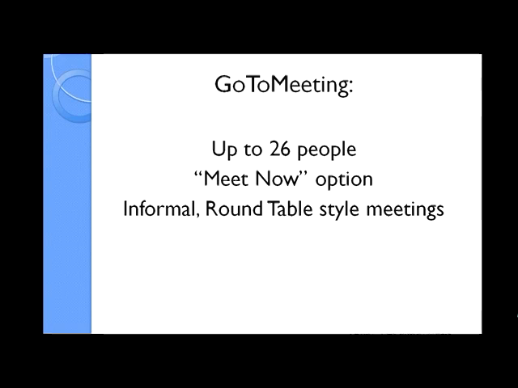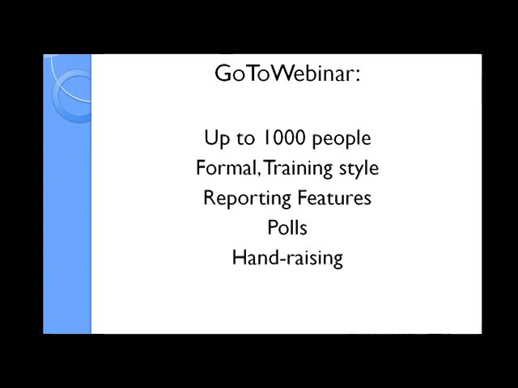everyone will be participating. GoToWebinar supports up to 1,000 people and is designed for more formal, training-style meetings where there will generally only be one person presenting at a time. GoToWebinar does not have the Meet Now option found in GoToMeeting and has 3 pages of information that may take several minutes to complete in order to schedule your webinar.